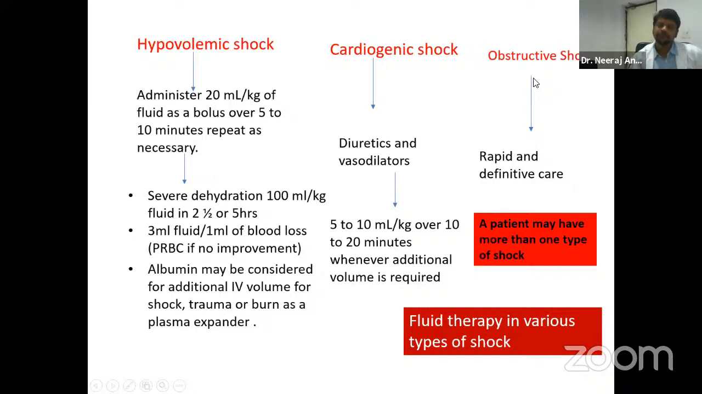In case of obstructive shock, we have to rapidly manage the cause of shock. If the patient has tension pneumothorax, then we have to do needle decompression. If the patient has cardiac tamponade, then we have to go for pericardiocentesis in these patients. A few patients might present with more than one type of shock, especially a patient of septic shock may have hypovolemic shock with additional cardiogenic shock due to myocarditis.